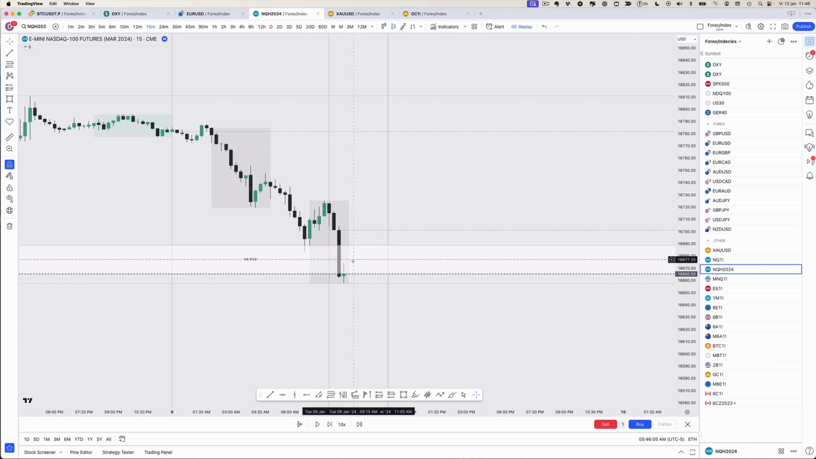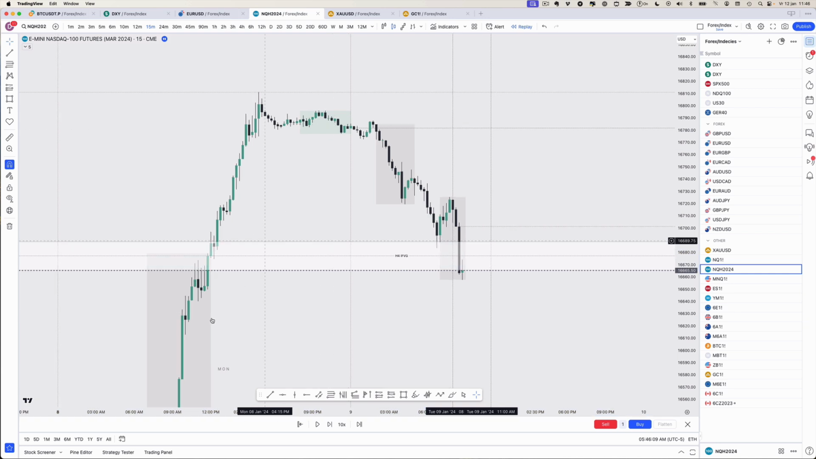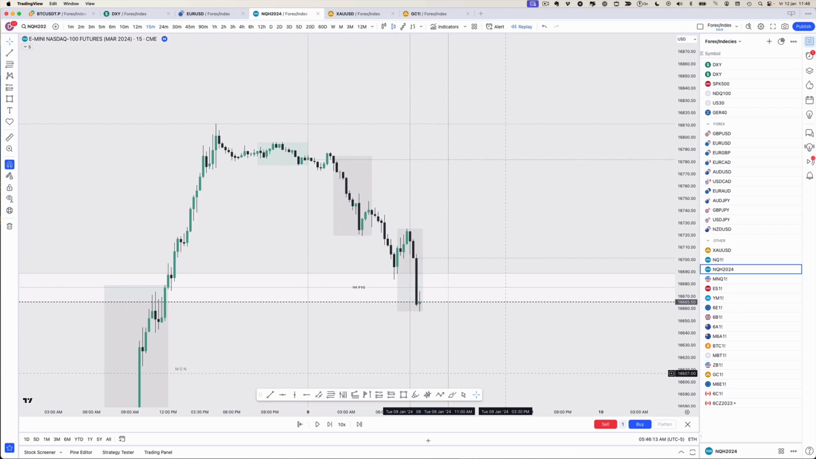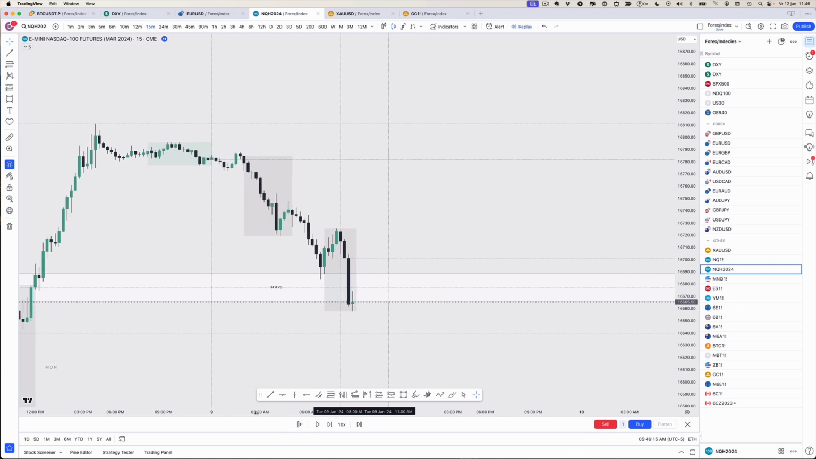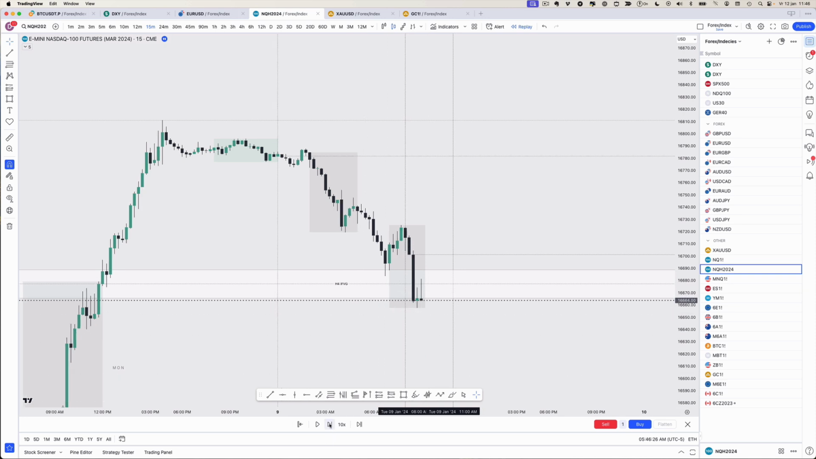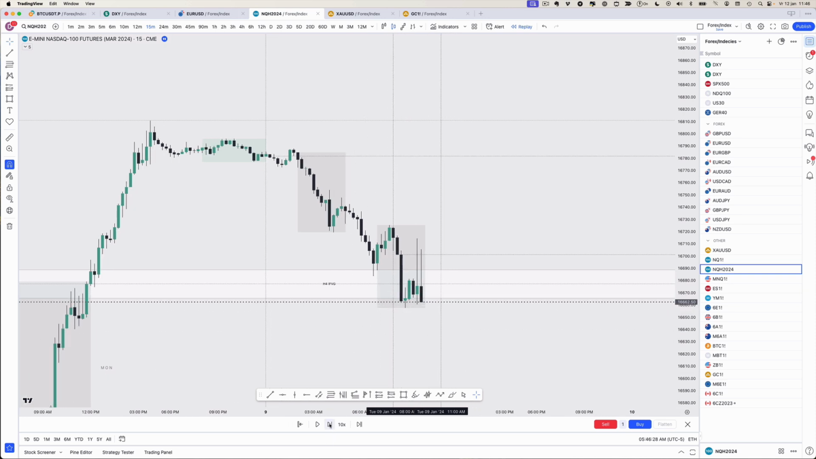I'm not gonna FOMO long into here, because you never know. We have a lot of imbalances below. So never FOMO long, always wait for the confirmation. So if I go to the 15-minute time frame, what you see over here is that we had the move in London down, eventually even in New York, made a low over here. And then I waited it out.